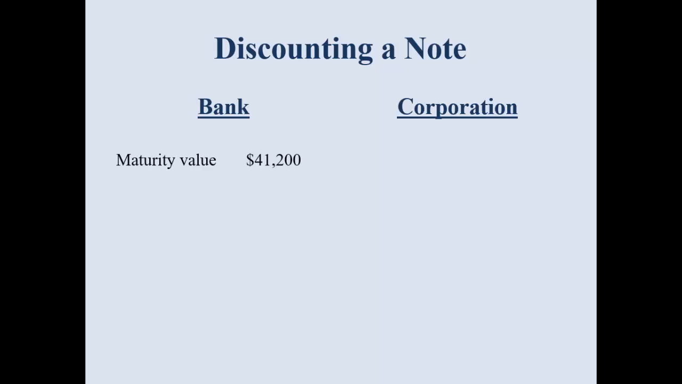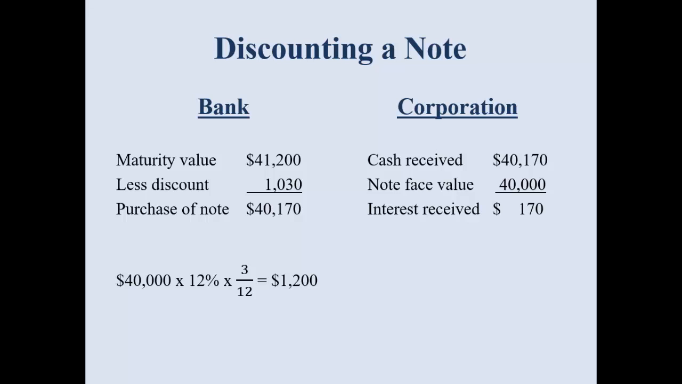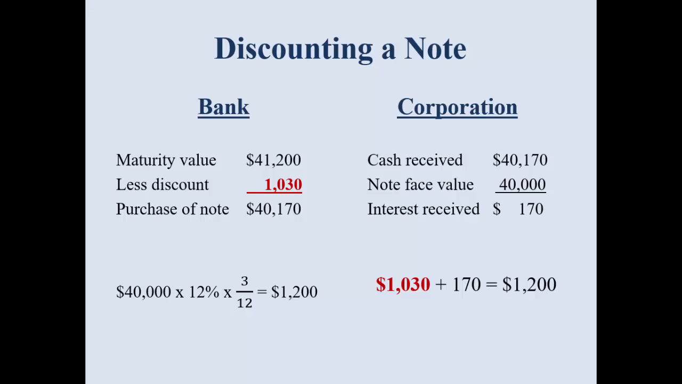Now let's look at some other numbers to understand them. The maturity value is $41,200 less the discount. They purchased it for $40,170. This is how much cash you received, less the face value. So really the interest received is the net amount of the total $400 less the loss. So look at the total interest over 3 months. They paid you the discount of $1,030 plus your net interest of $170. That equals the total interest on the note. It'll always be the same amount. This is how you can double check your numbers.